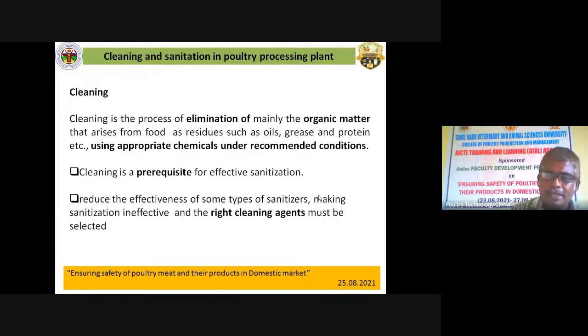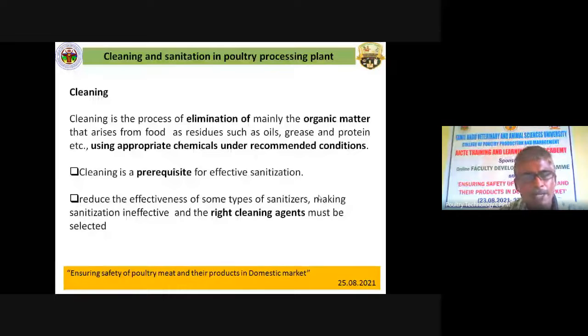The second thing is that cleaning is an important prerequisite for ensuring effective sanitation. Sanitation involves a reduction in microbial pathogens on the surface, which we will see later. But cleaning mainly ensures elimination of organic matter or food residues, or we can say soil, present in the food processing plant.